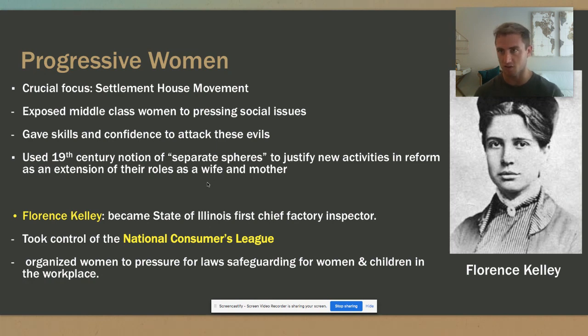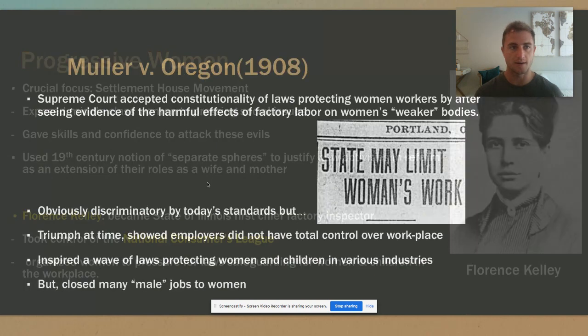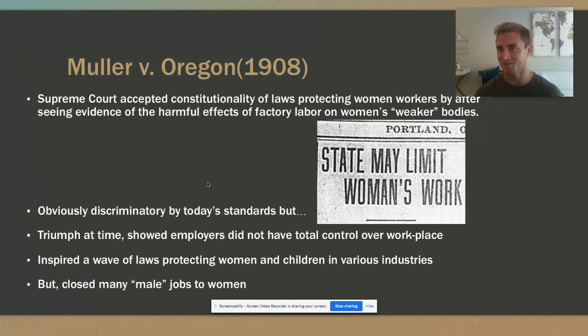And so the settlement house movement directly brings women into politics in a way that we've seen in things like the Second Great Awakening, etc. Florence Kelley, for instance, becomes the state of Illinois' first chief factory inspector. She's going in and inspecting factories to make sure that there are not abuses of the workers. She is going to take control of the National Consumers League, and especially try to protect women and children in the workplace. Muller v. Oregon is one of those big cases that we look at now as a landmark case at the time, but certainly sexist in today's modern society.